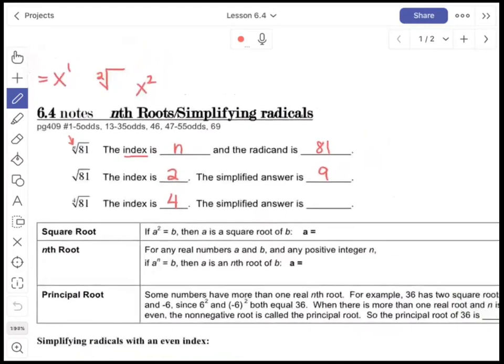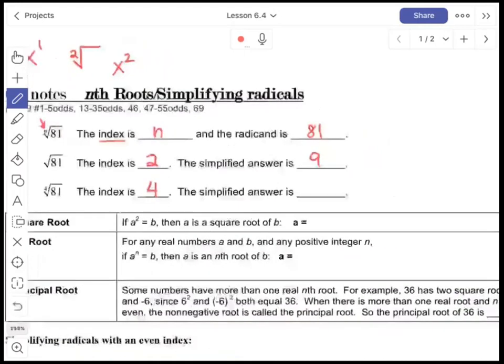The answer is 3. Now, let me explain why. If we were to break down 81, you think about it, 9 times 9 is equal to 81. And then we can break down 9 into 3 times 3.